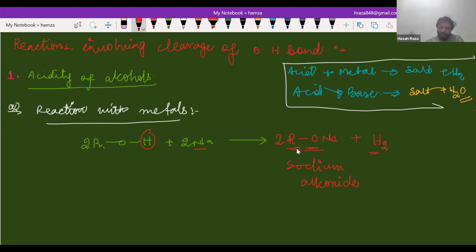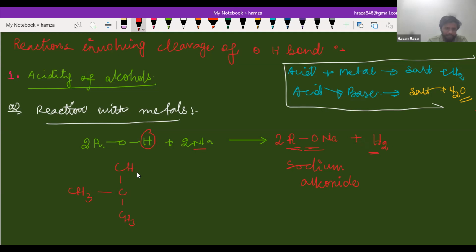If it is methane, then it will be methoxide. If it is ethane, that means it is ethoxide. If it is propane, then it is propyl, that means propoxide. Are you getting my point, everyone? Yes, Nafisa, Hamza, Fawaz, okay. So please do write it, and after writing this, please write the product of this reaction.